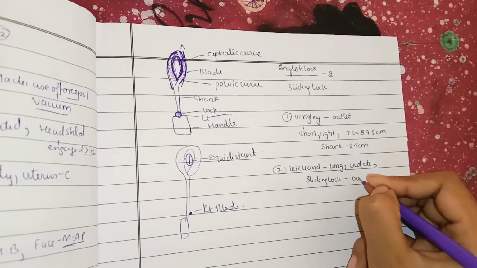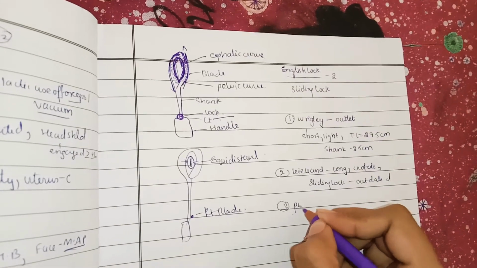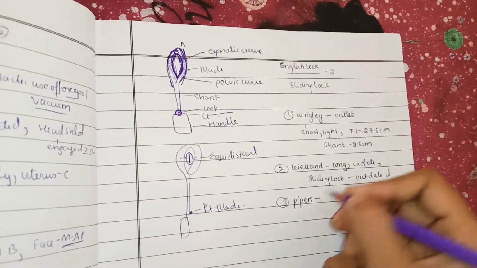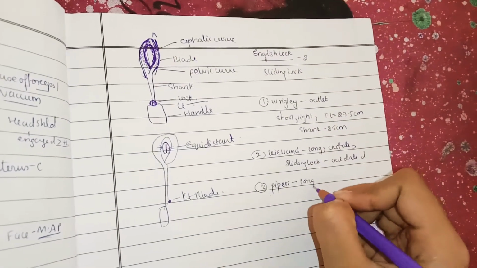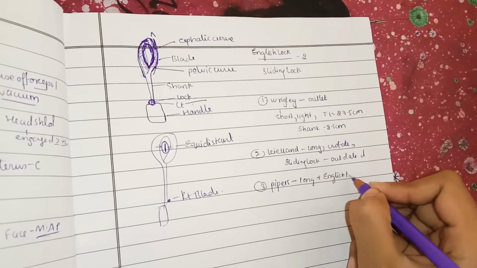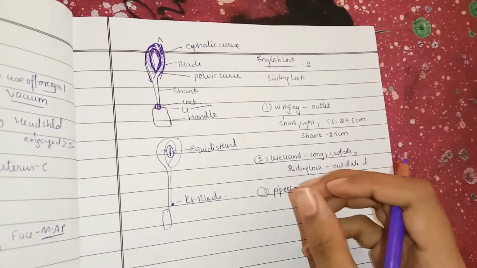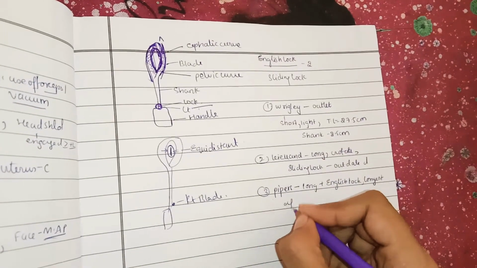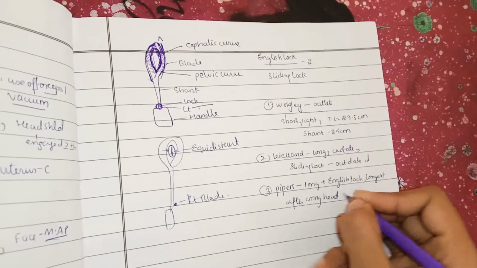Remember, it is outdated. Now coming to Piper's forceps. Piper forceps is a long forceps, and it is with English lock, and it is the longest forceps. It is used for delivering after coming head of breech.